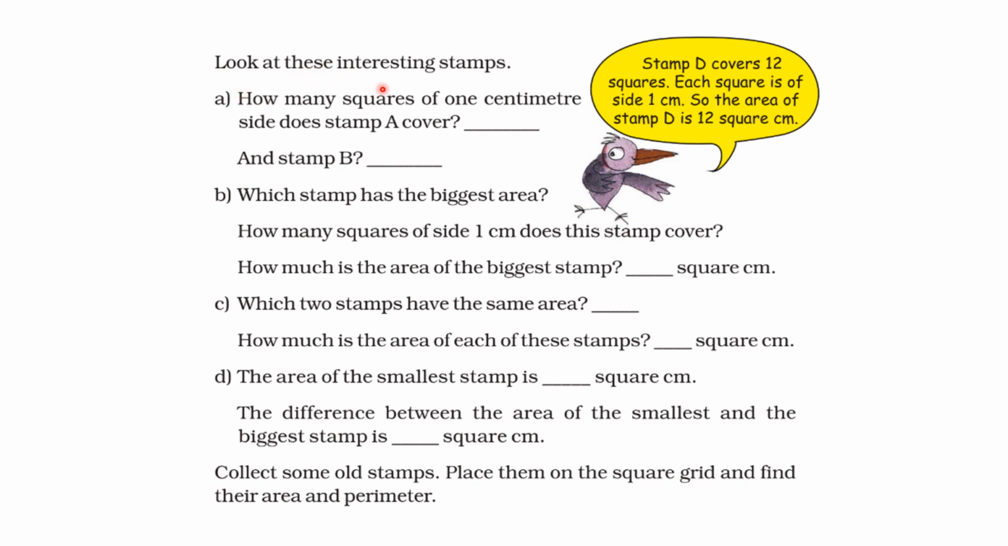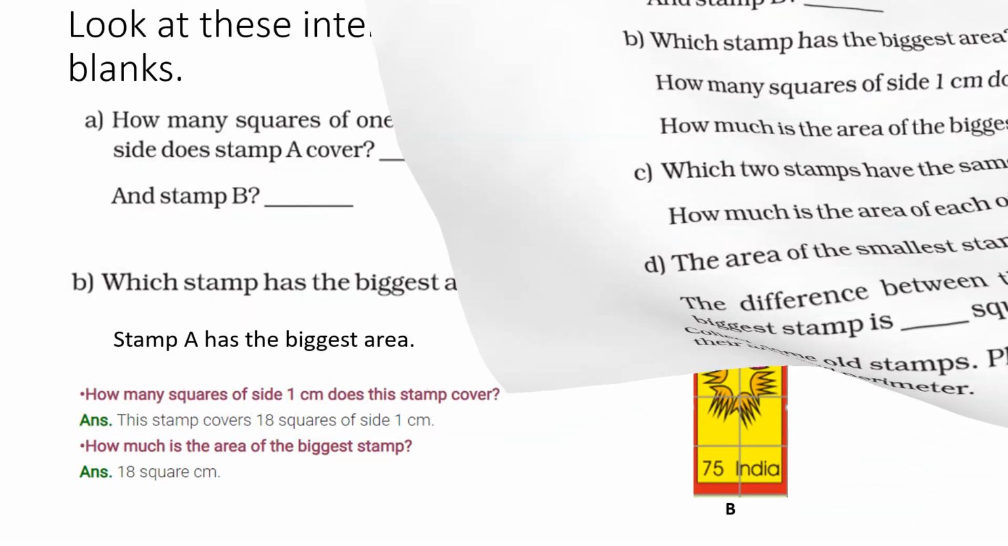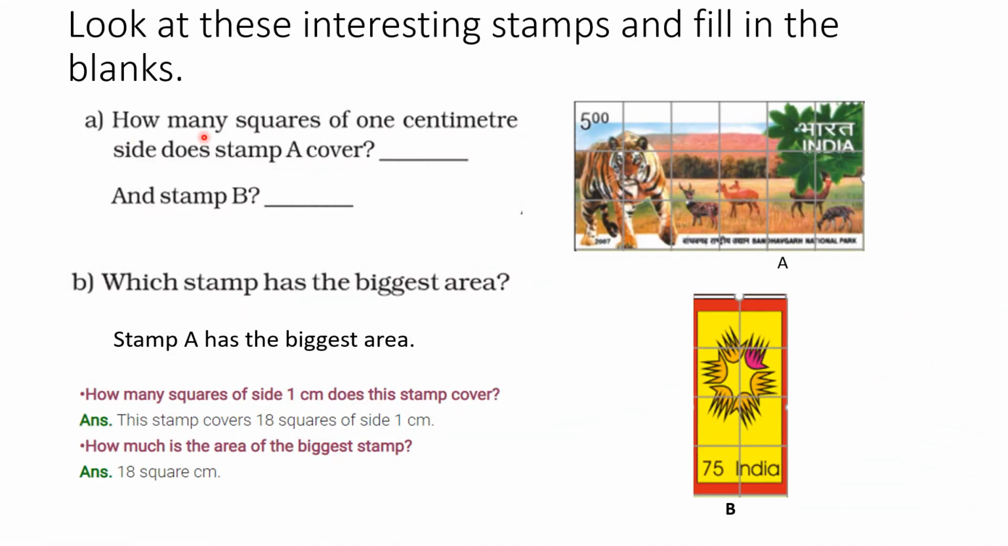Now look at these interesting stamps. How many squares of 1 centimeter side does stamp A cover and stamp B? So they ask 4 questions. Let's solve one by one. How many squares of 1 centimeter side does stamp A cover? So how many squares did we get? 1, 2, 3, 4, 5, 6, 7, 8, 9, 10, 11, 12, 13, 14, 15, 16, 17, 18. So how many squares did we get? 18. Okay.